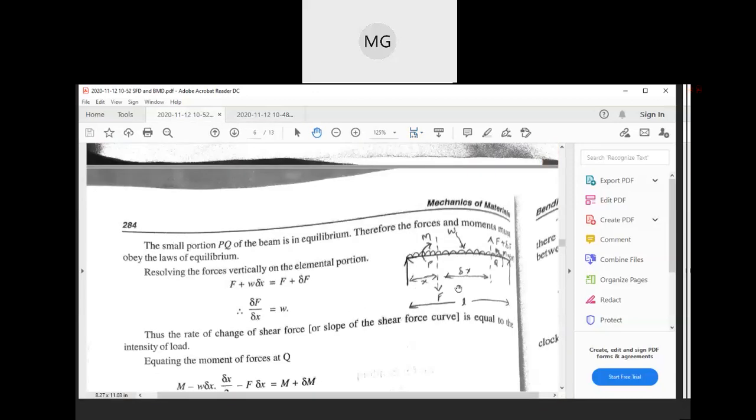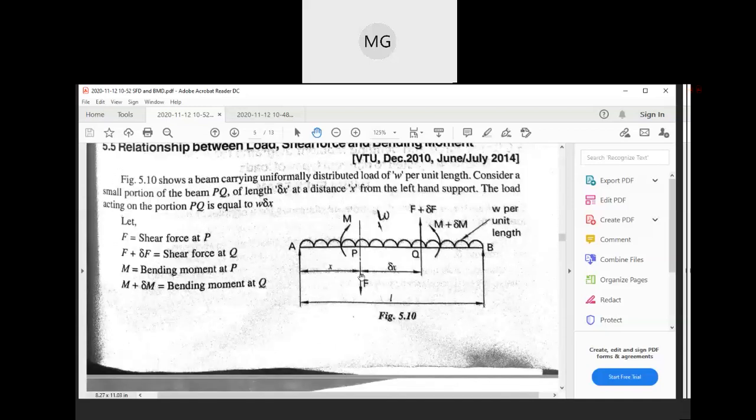Okay. Here the student has done this. So here the downward forces and upward forces should be equal for equilibrium conditions. F is acting downward, W dx is also acting downward, because the uniformly distributed load is on the above beam, so the effect is downward. And this is the upward force, F plus dF.